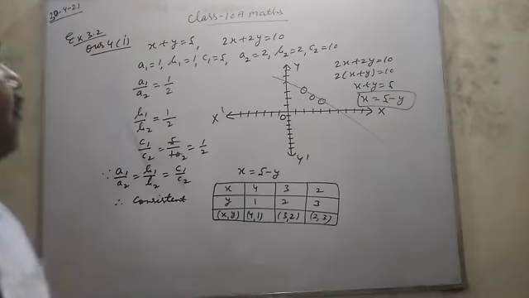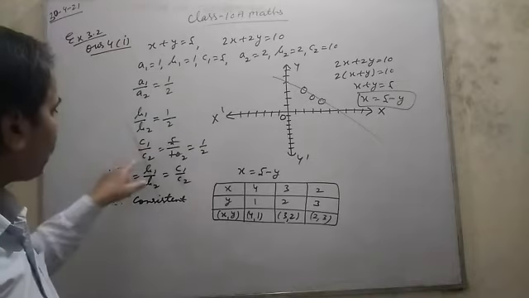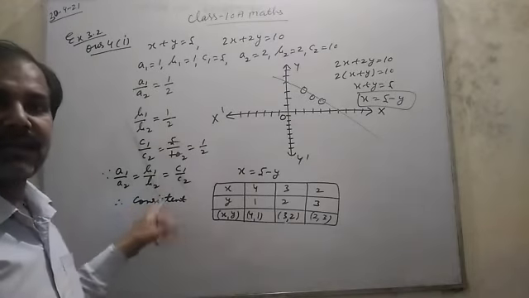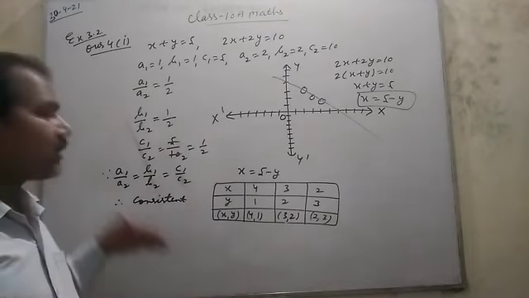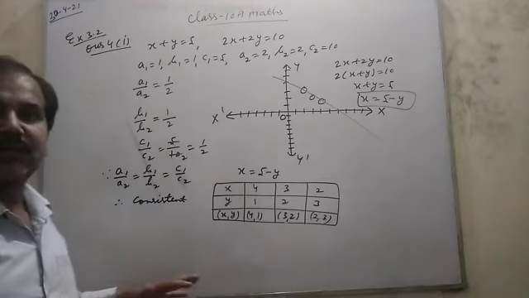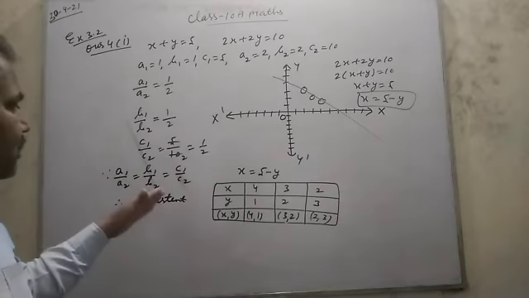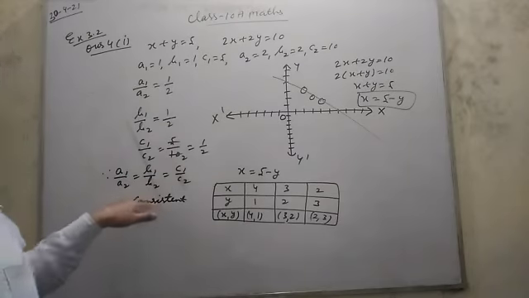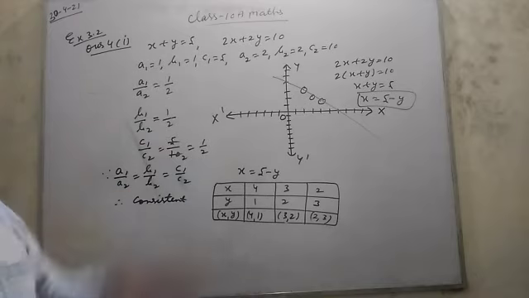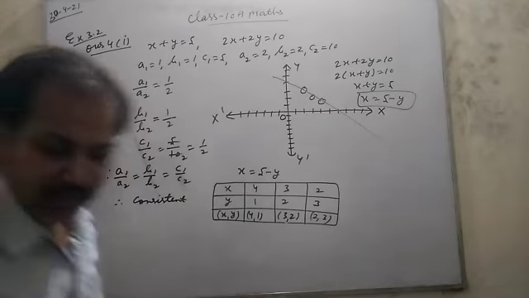So for the remaining, first you find the ratios, and after that check whether it is consistent or inconsistent. So in case of consistent you find the solution. In case of inconsistent you have to leave it here. No need to find the solution. Then question number 5.